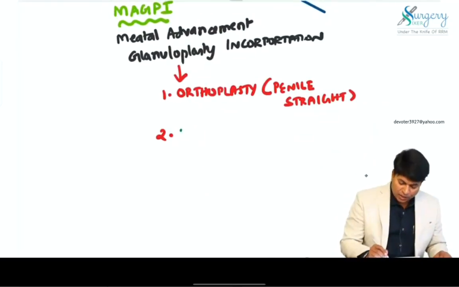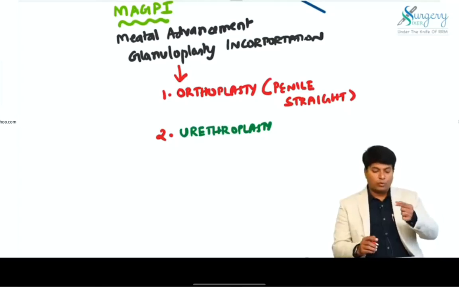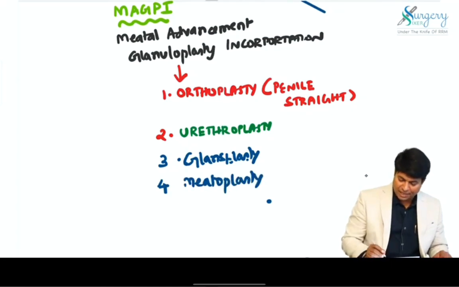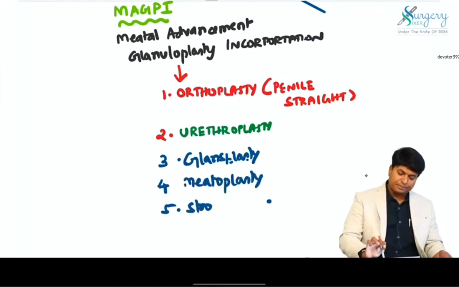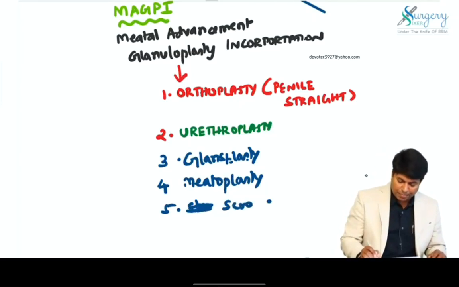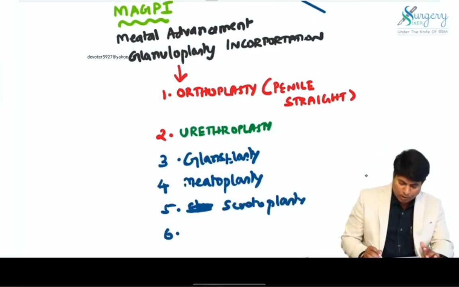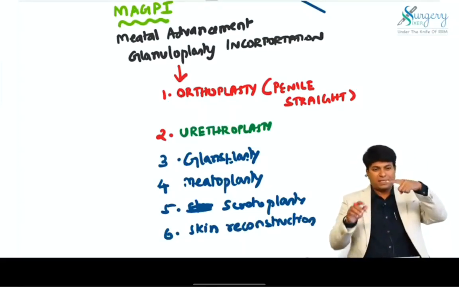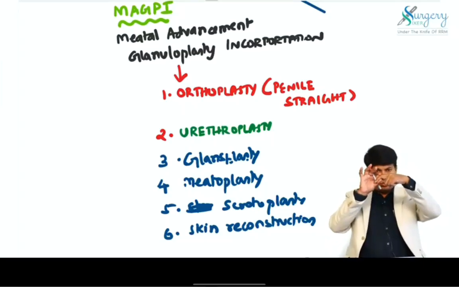Then second is urethroplasty. We reconstruct the urethra from where it is ending. Third is glansplasty. Then meatoplasty. This question has been asked in the exam, that is why I am discussing. And if there is a scrotal split, we have to do scrotoplasty. Finally, in the last step we do the skin reconstruction. For example, circumcision if needed, you will do only in this step. So orthoplasty, the first step, please understand, you will not forget. The first step is you should make the penis straight. First cut the chordee.